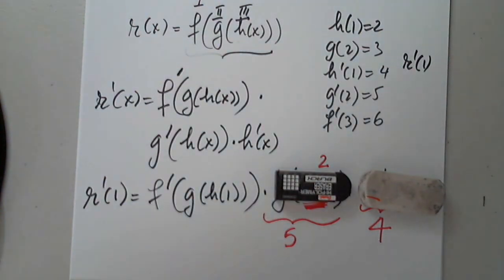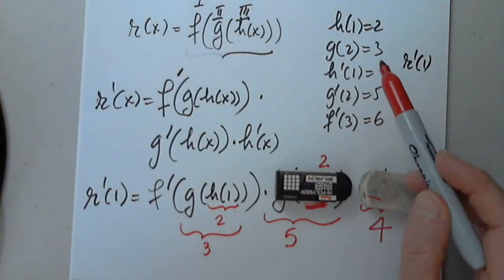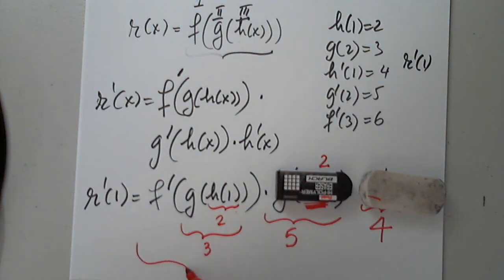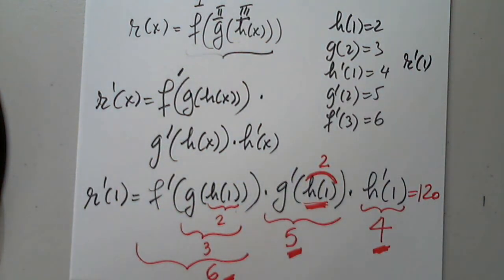Let's see here. Again, I have to start by evaluating from the inner. G of 2 is 3. F prime of 3 is 6. So all I have is this times this times this. Of course, I'm going to do 5 times 4, which is 20, 20 times 6, which is 120. Or you can say 6 times 5, which is 30 times 4 is 120.